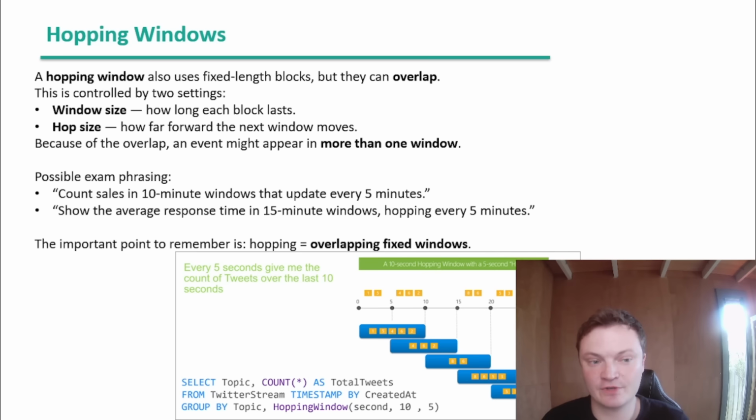So possible exam phrases that could help you think towards a hopping window would be count the number of sales in a 10-minute window that updates every 5 minutes. Show the average response time in a 15-minute window hopping every 5 minutes. So the key difference in a hopping window compared to a tumbling window is that you are counting in a fixed period of time every 5 minutes or every however many minutes. The important point to remember is that a hopping window is overlapping fixed windows.